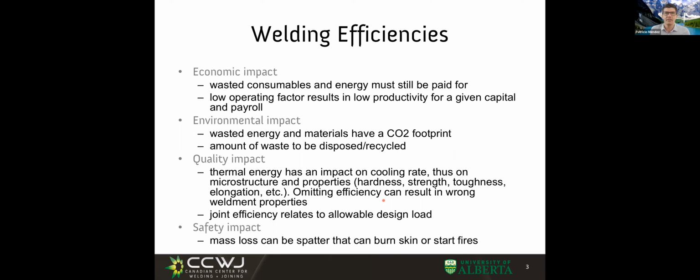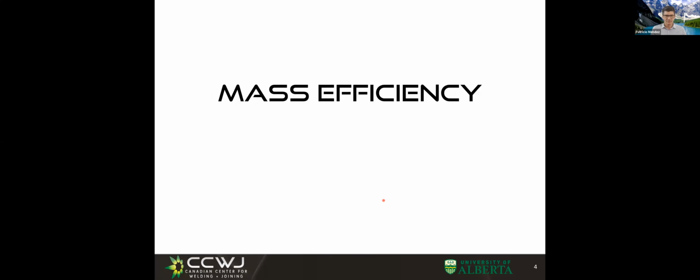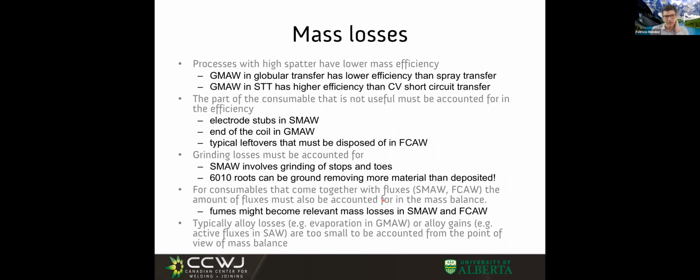It also has a safety impact, because if you have a process that has low mass efficiency, that means that you're losing material somewhere, and that material tends to be red hot and can start fires. Mass efficiency. So what do we have? A process with high spatter would have low mass efficiency. MIG, in globular transfer mode, has a lot of spatter, low mass efficiency. That's pretty bad. Spray transfer, high mass efficiency.